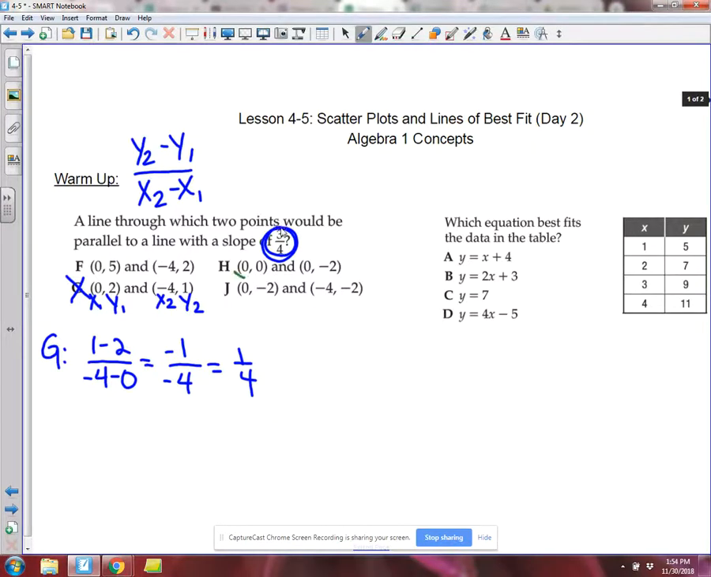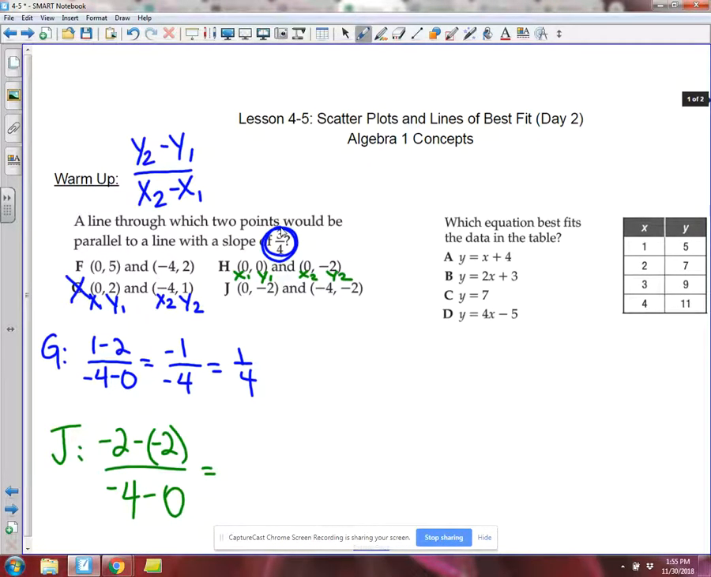Gage, are you ready to do H back there? Okay, so I'm going to label them first: X1, Y1, X2, Y2. He said H. Oh, okay. Well, J it is then. Ready for J? Okay, Y2 minus Y1. What's your Y2? Minus what's your Y1? Over what's your X2? Minus your X1.